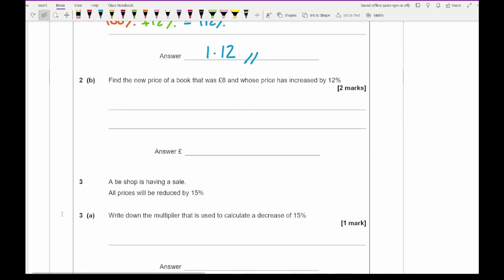Then for 2b, it says find the new price of a book that was £8 and whose price has been increased by 12%. So this isn't a reverse percentage question, because I know the original price, which is £8, and I want to know what the new price is going to be. So here I multiply by 1.12, and if I do that on my calculator, 8 times 1.12, I get an answer of £8.96.